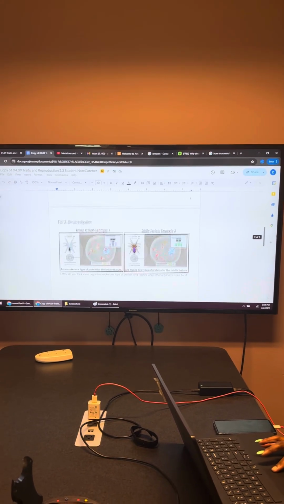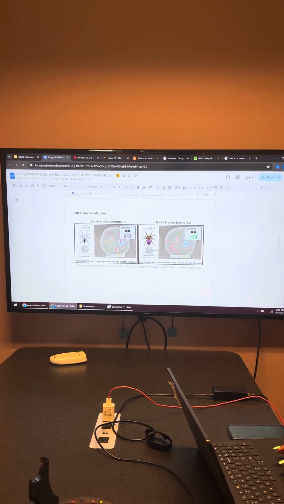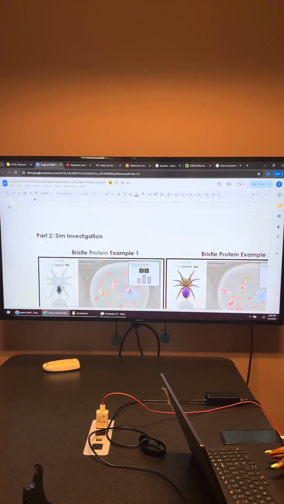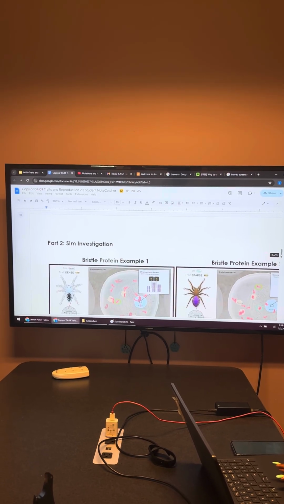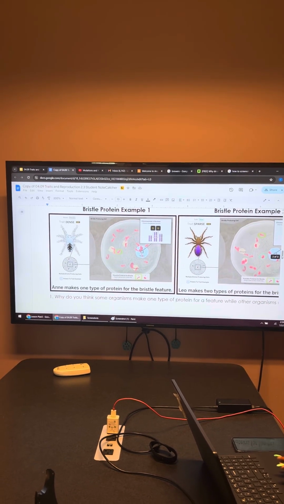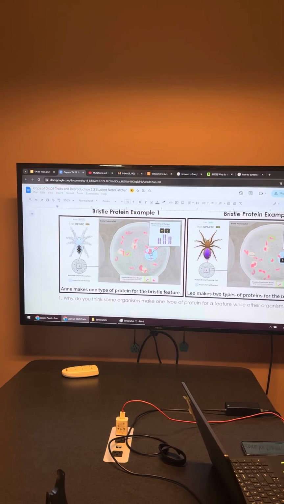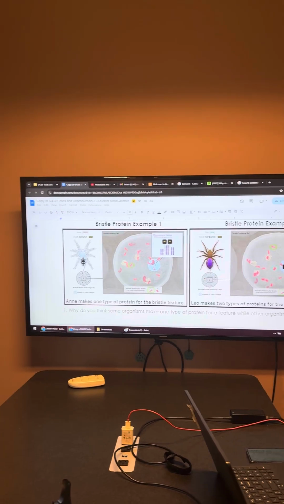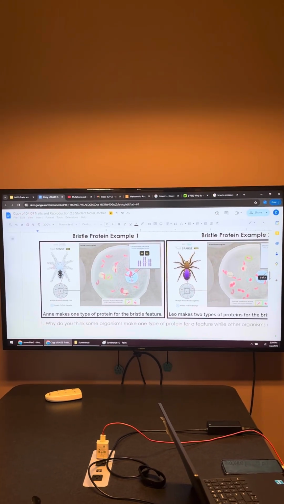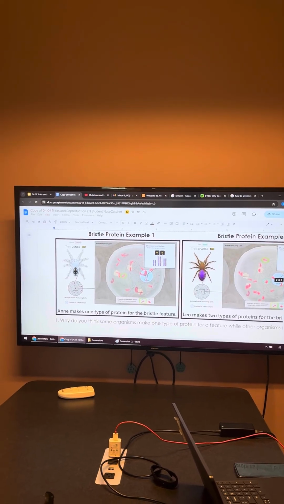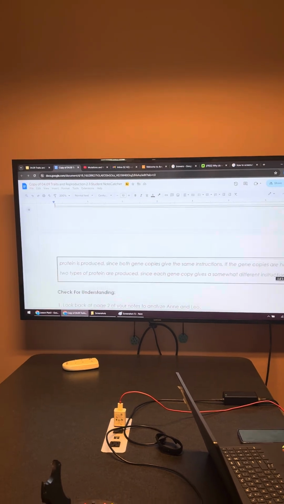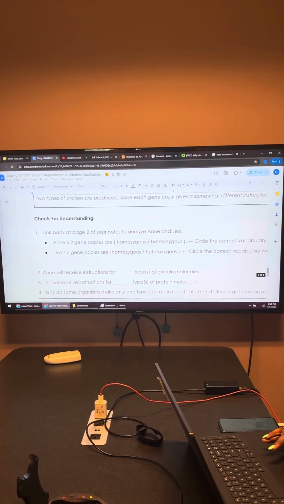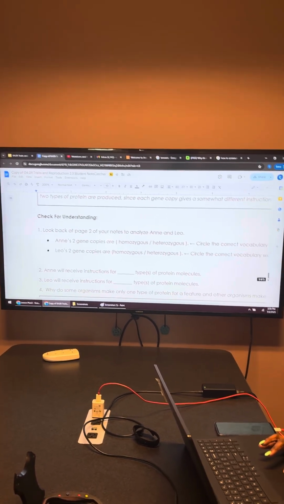When I look at Anne over here, I can zoom in. Their gene copies, I see R1 and R1. Is it homozygous or heterozygous? Yeah, so again, we said homo means the same. They have R1, R1. So are those the same or different? Answer that first. Same. So the same is going to be what? Homozygous. Good. So homozygous for N. We're going to circle the homozygous there.